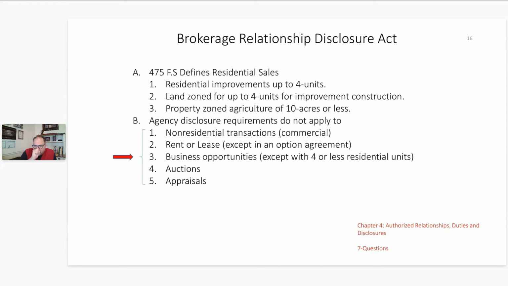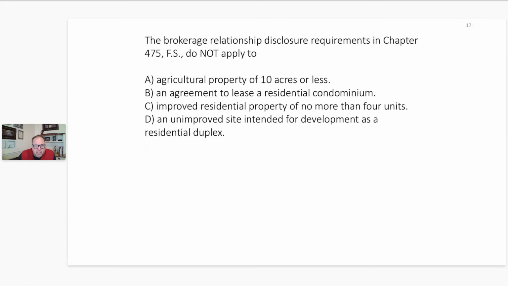Okay. All right. So the question reads, the brokerage relationship disclosure requirement in Chapter 475 Florida Statutes do not apply to what?